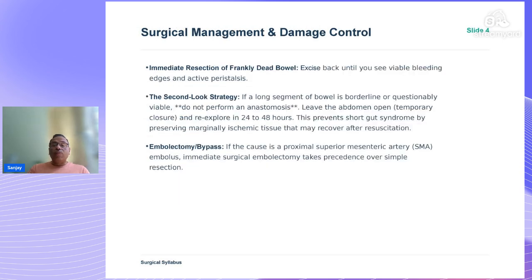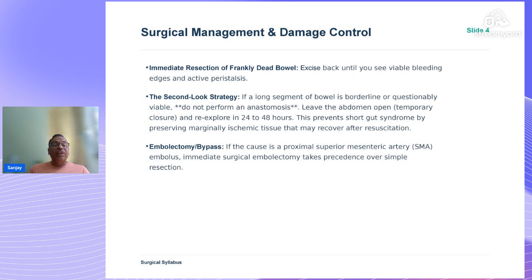Now, a word about surgical management and damage control. Once a patient is diagnosed, both clinically as well as on CT scan, immediate exploratory laparotomy should be done after resuscitation of the patient under broad spectrum antibiotics, and resection of frankly gangrenous bowel should be done immediately. Excise vigorously, aggressively, until you see viable bleeding edges and active peristalsis.